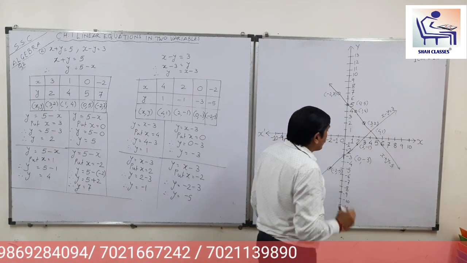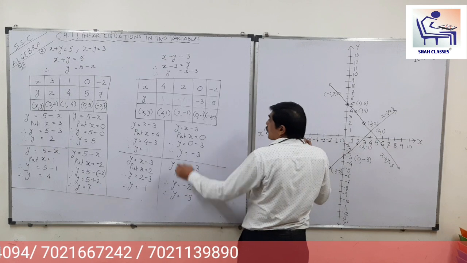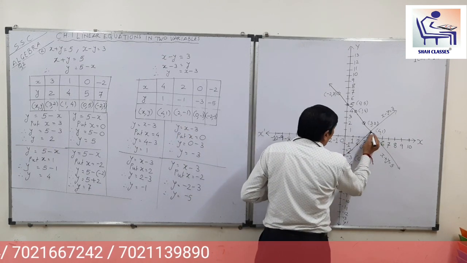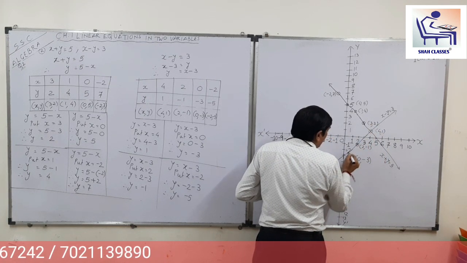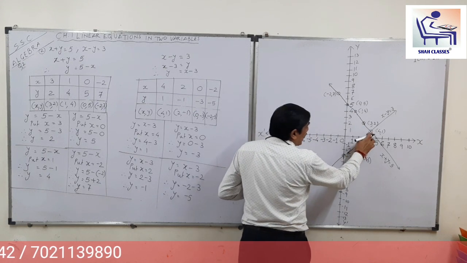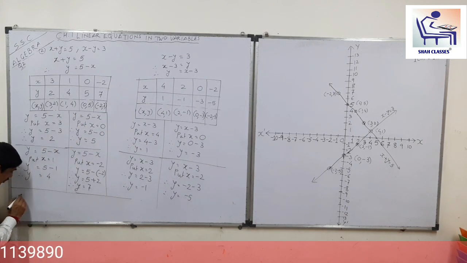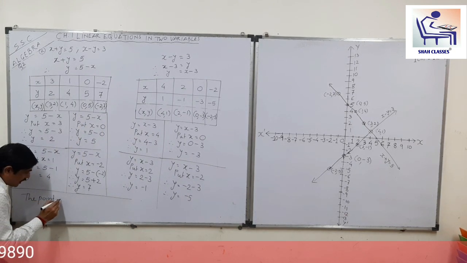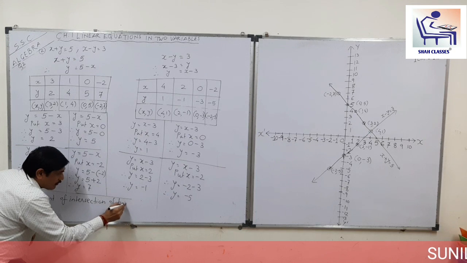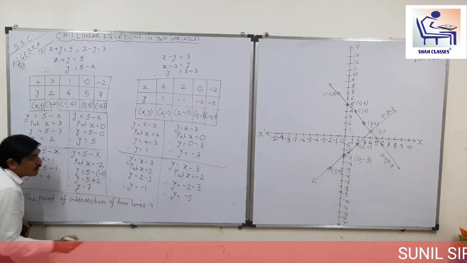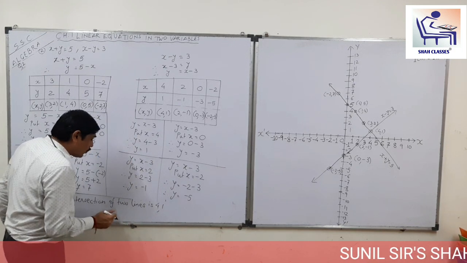Now we have to see the point of intersection. Luckily, here it intersects where we got this first point also. So that is our answer, 4 and 1. These two lines intersect at the same point. On the x-axis 4 and on the y-axis 1. So we have to write the final answer, the point of intersection of two lines is 4 and 1.